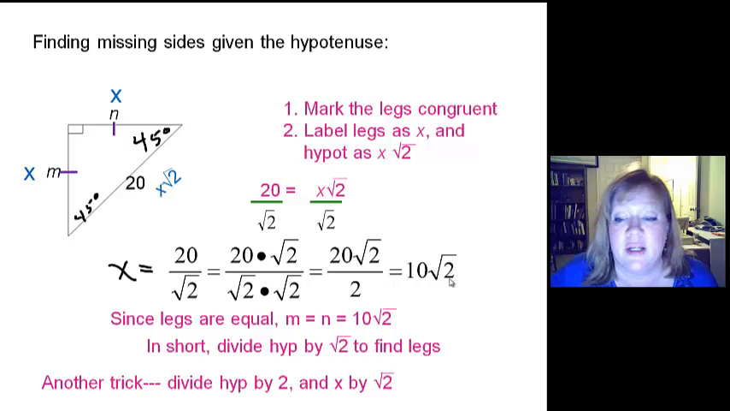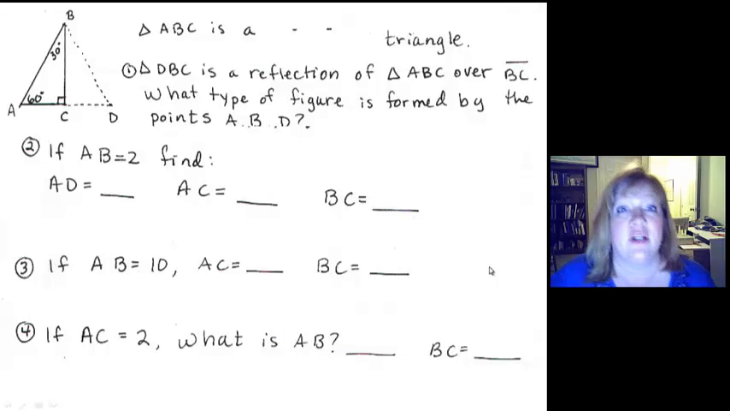And another trick, if you notice, we went from 20 to 10 square root of 2. If you divide the 20 in half and tack on the square root of 2 at the end, it's the same as multiplying by square root of 2 over 2, which is dividing by square root of 2. All right, let's look at our next special case.